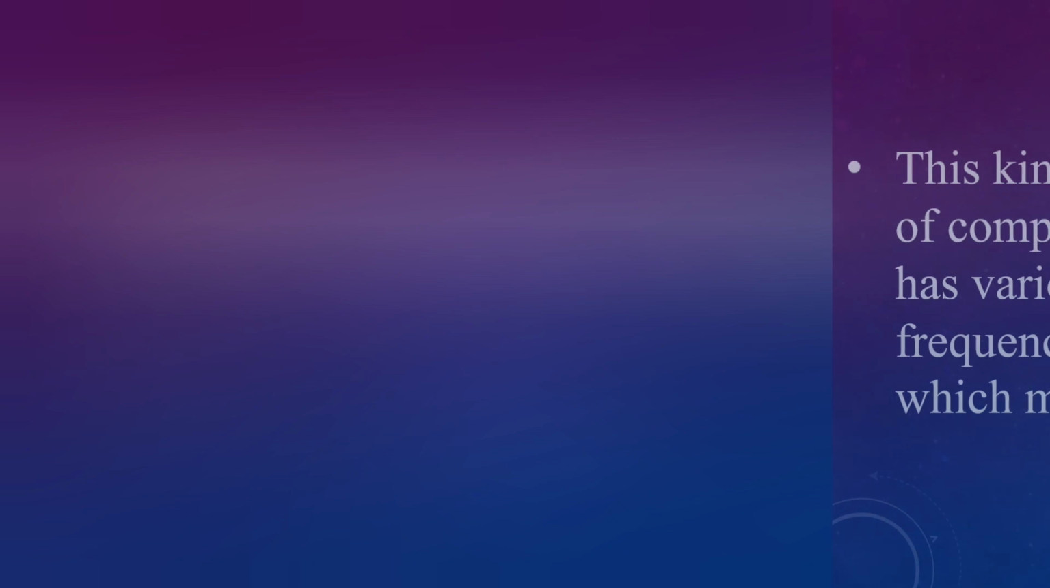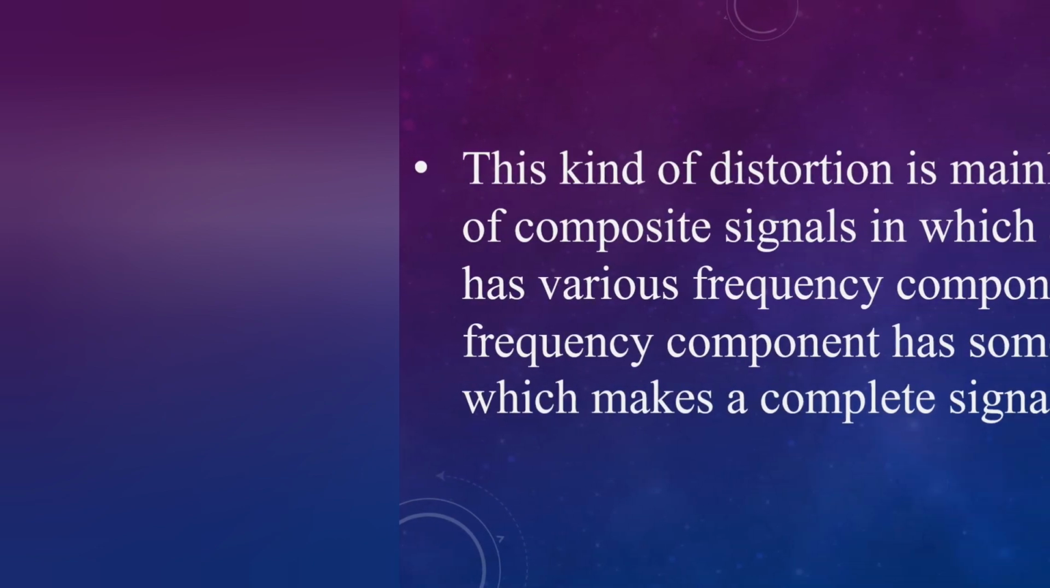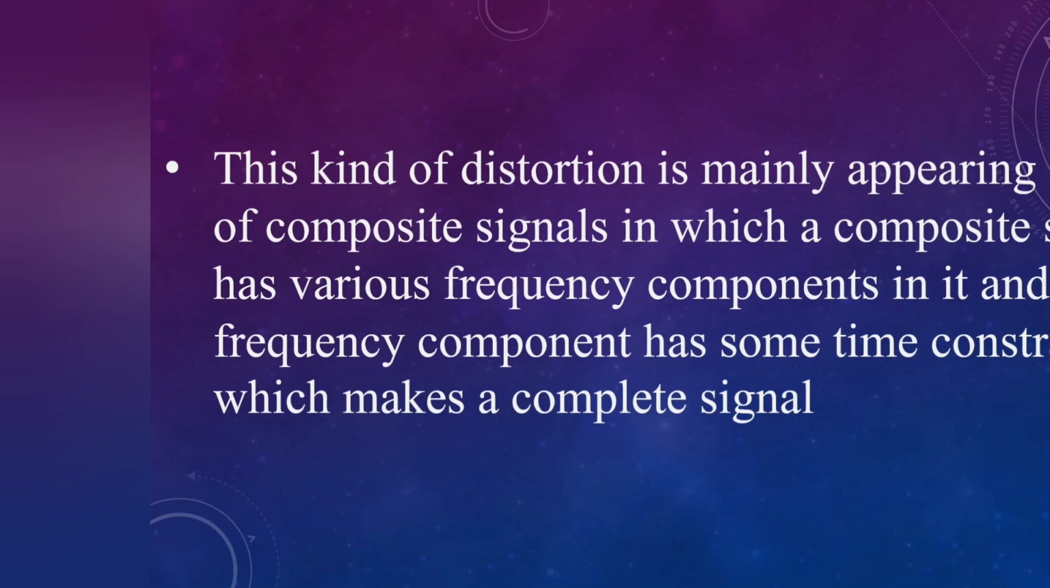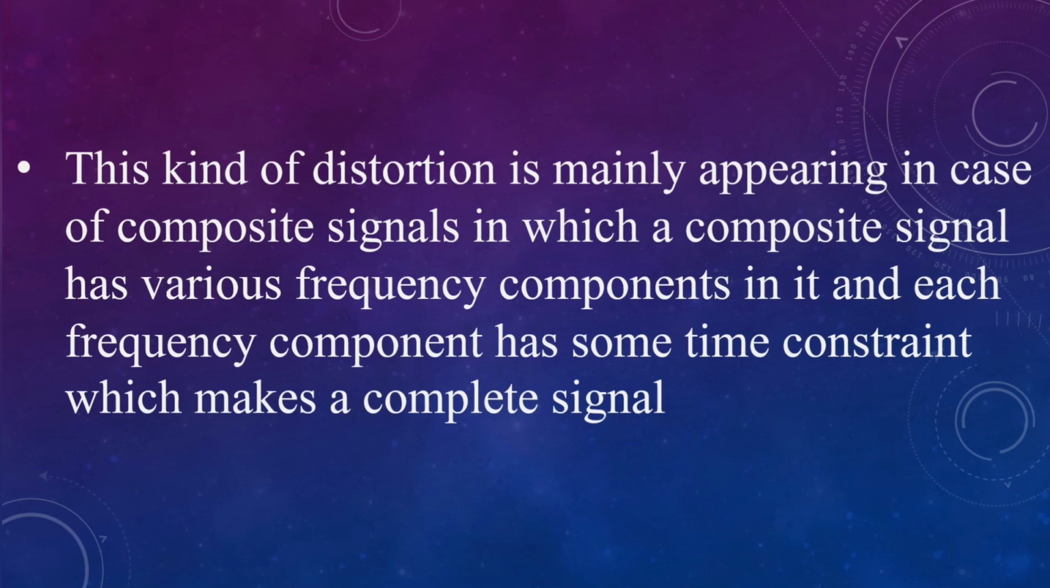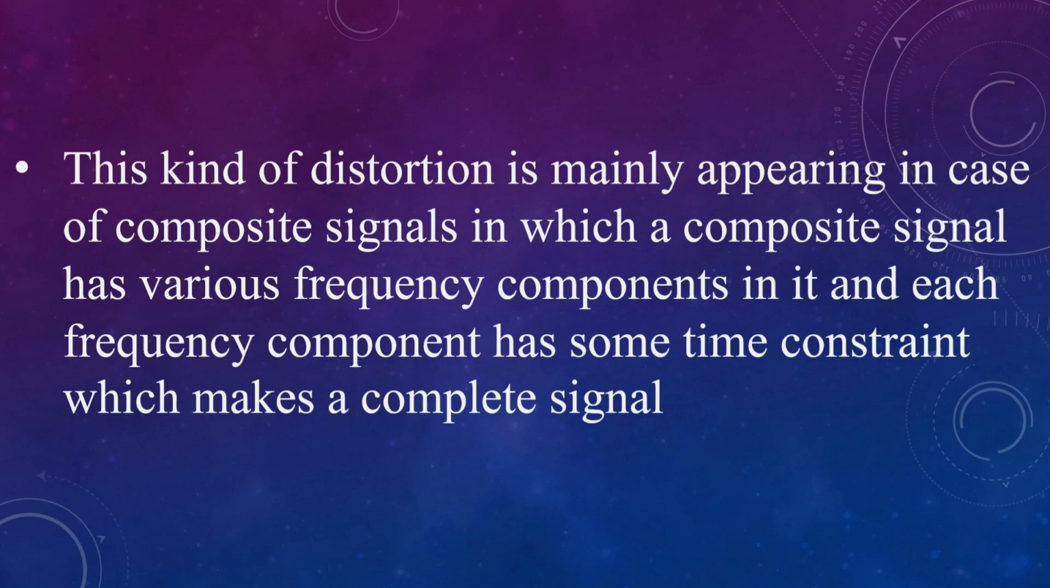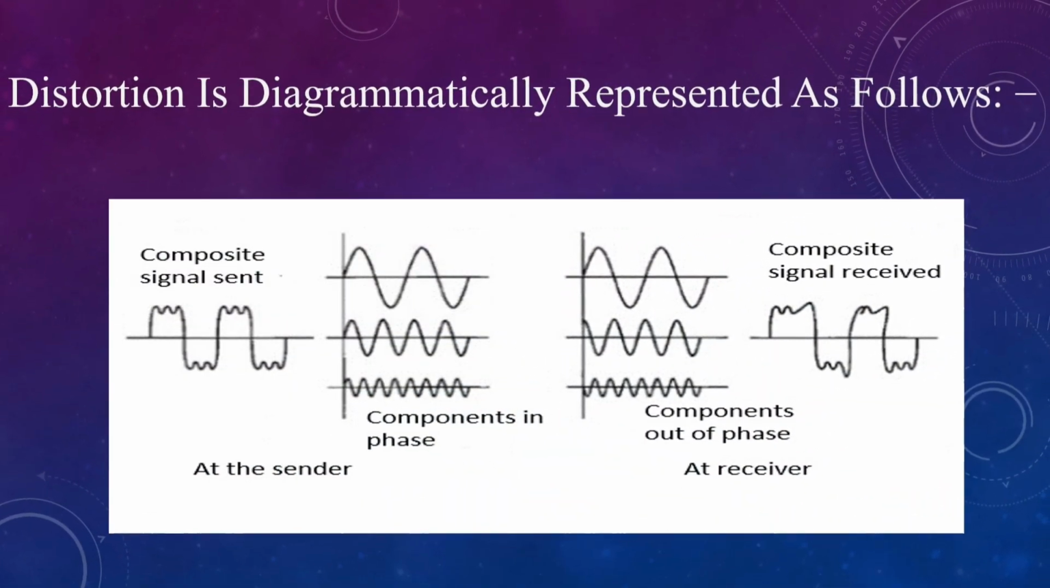Distortion. This kind of distortion mainly appears in case of composite signals, in which a composite signal has various frequency components in it, and each frequency component has some time constant which makes a complete signal. Distortion is diagrammatically represented as follows.